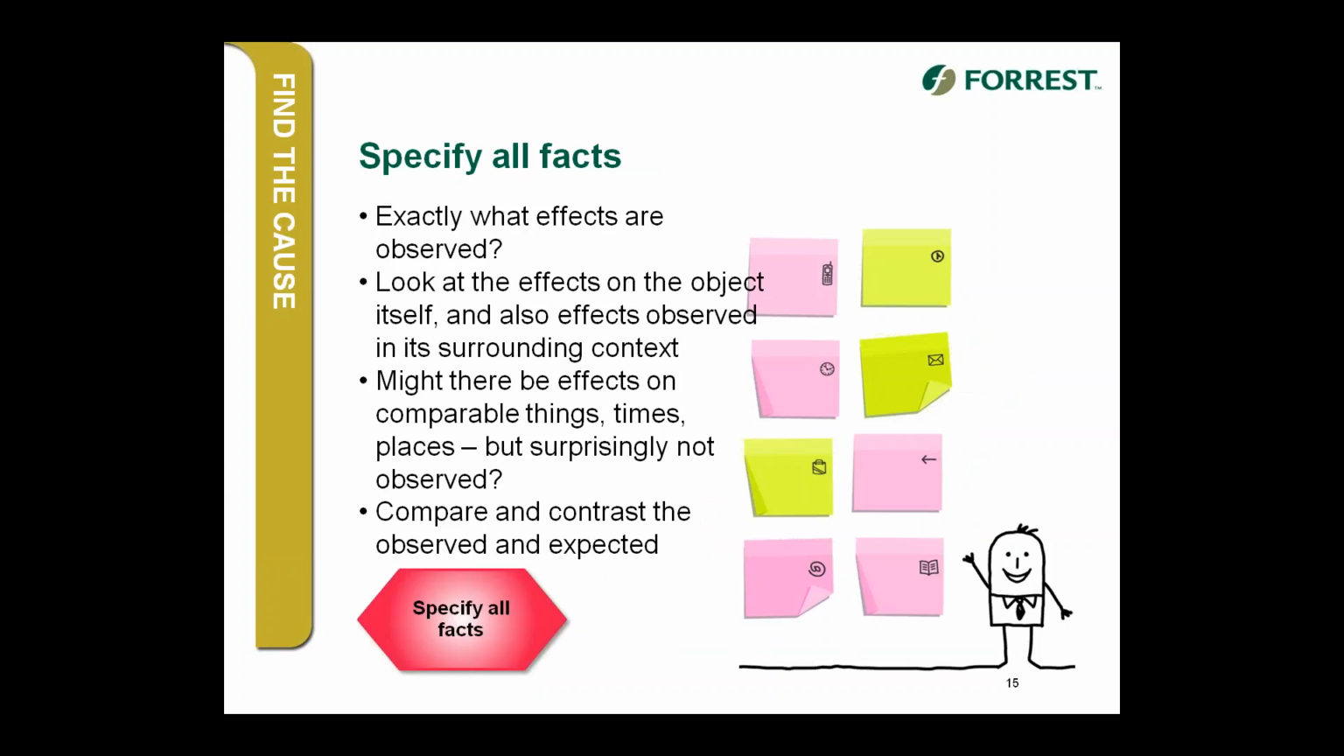The next step, specify the facts. This is about being exquisitely specific about exactly what you are seeing. So exactly what effects are being observed? Looking at the effects on the objective itself and also effects observed in the surrounding context. So we're looking at the thing, we're also looking at the system around the thing. You know, is there a knock-on effect up and down? And can we identify exactly what those things are, or not what they are necessarily at this point, but collecting the data, so we know what we should be expecting and we know what we are or are not getting. And then comparing and contrasting the observed to the expected.